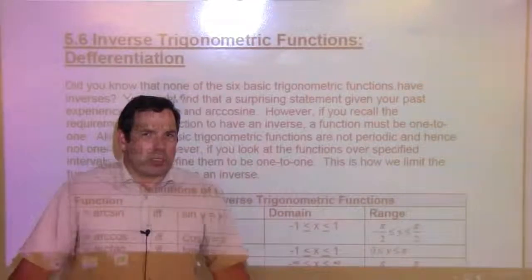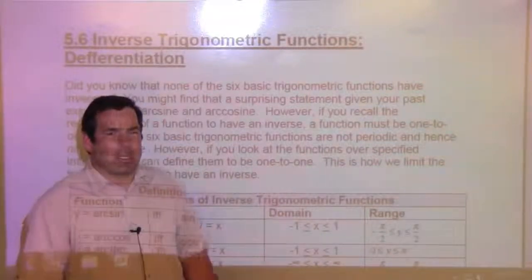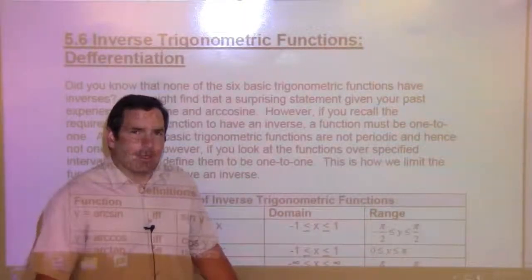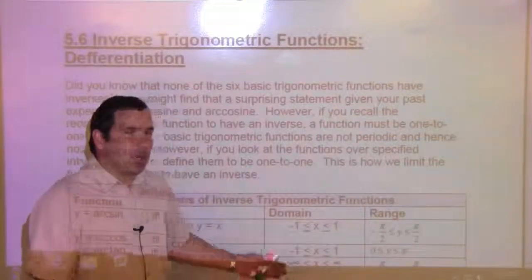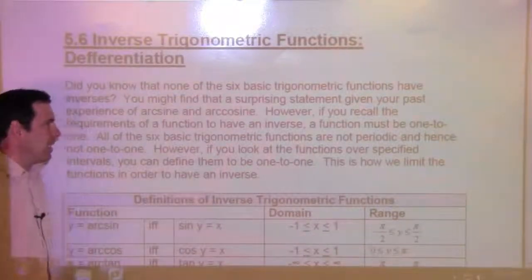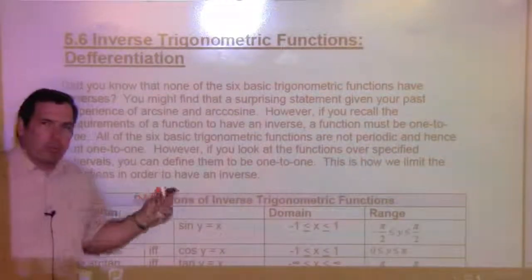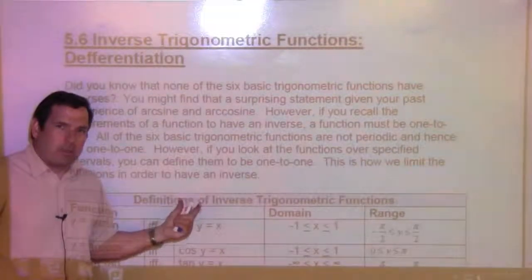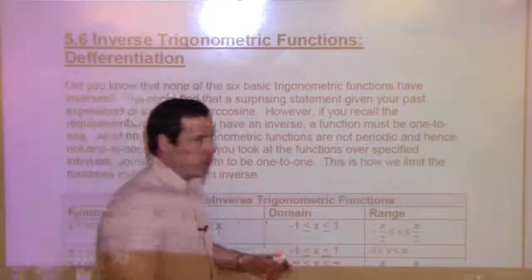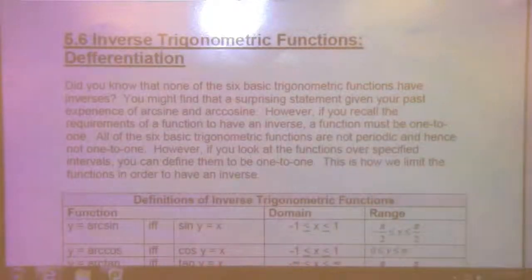Well, what did we talk about when we talked about inverse functions a couple of sections ago? We said an inverse function had to be one-to-one. And these aren't going to be one-to-one functions as they sit. So, if we look at them with a restricted domain, then we have a one-to-one function. That's what I'm showing here in this chart.